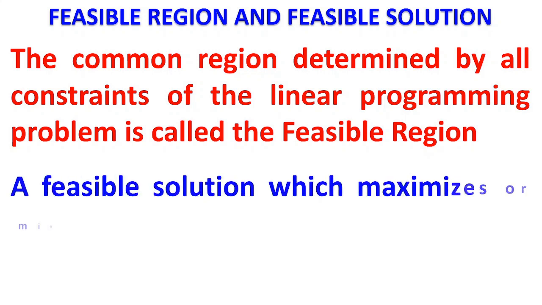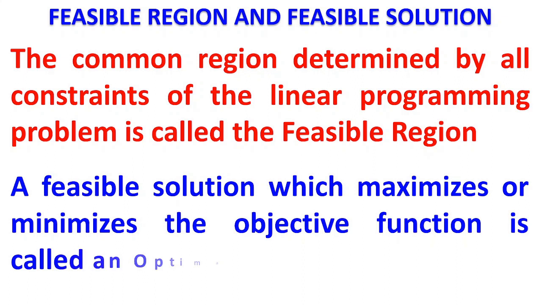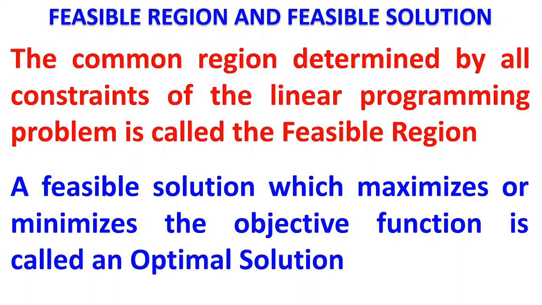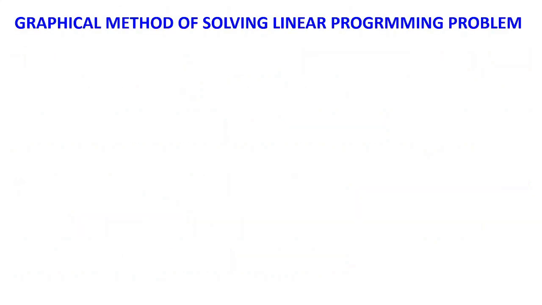A feasible solution which maximizes or minimizes the objective function is called an optimal solution. Therefore, all the points in the common region will be solutions, but out of them there will be one solution which will maximize or minimize the objective function. That is called the optimal solution.